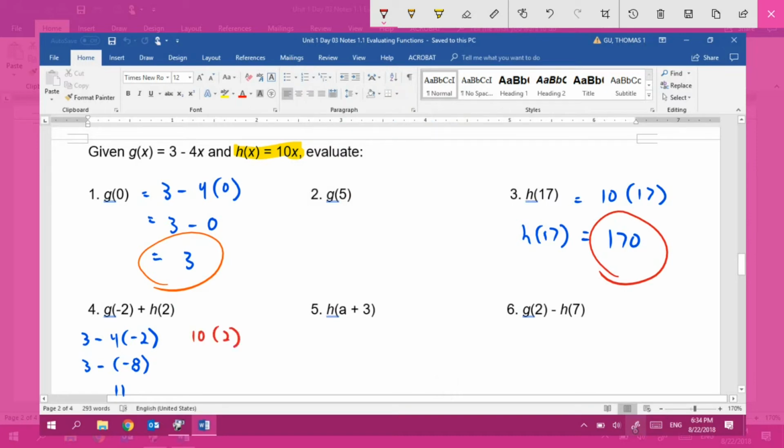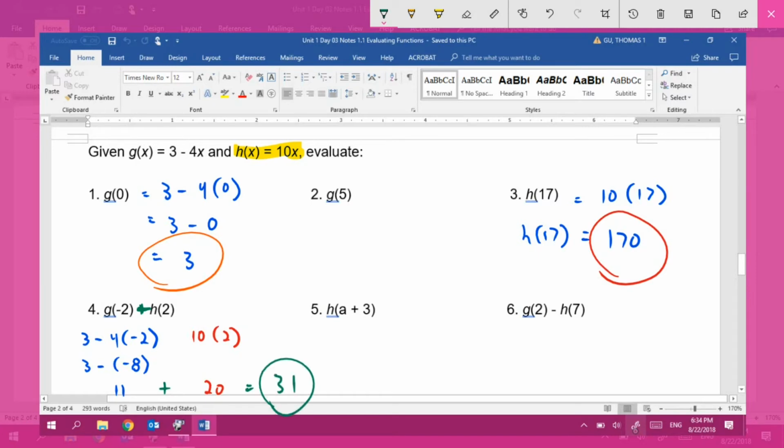What's 10 times 2, guys? That's 20. And what do they want us to do with these functions? They wanted us to add them together. So we're just going to add, see this plus sign right here? We're going to add 11 plus 20. So the final answer is going to be 31. There it is. Boom. Done.